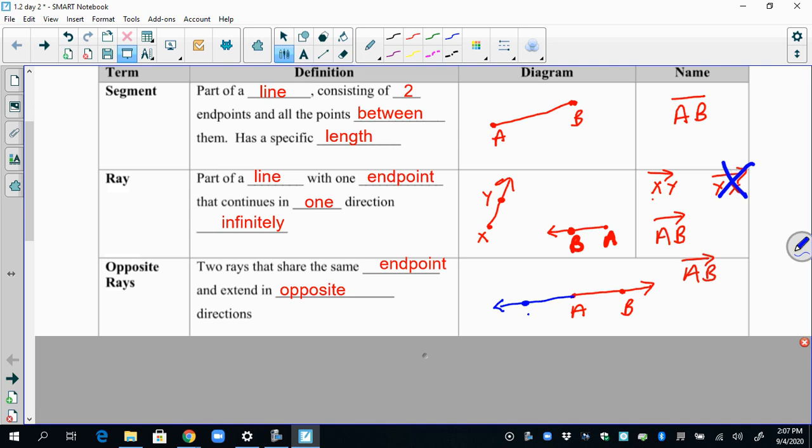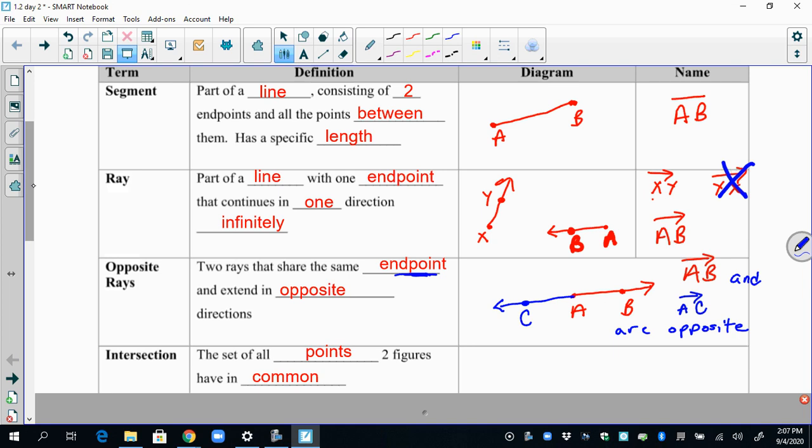But I need a point out here to name that one. So ray AB and ray AC are opposite rays. And together they form a straight line. Key information is that they always have to share the same endpoint.